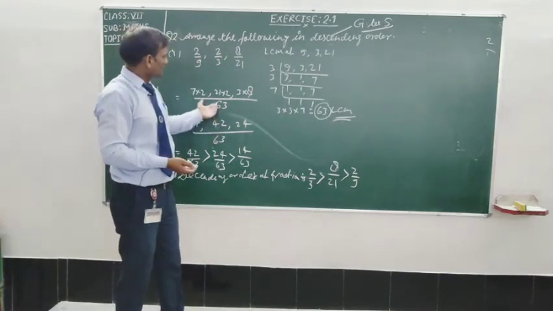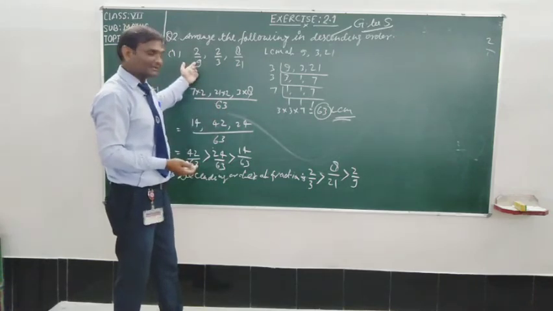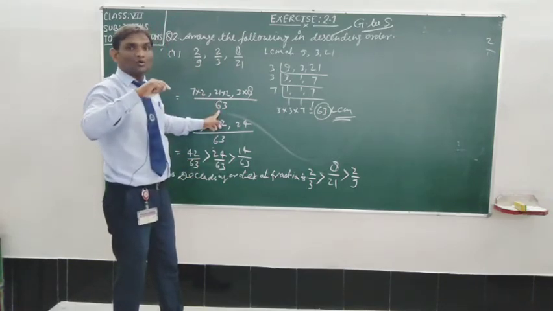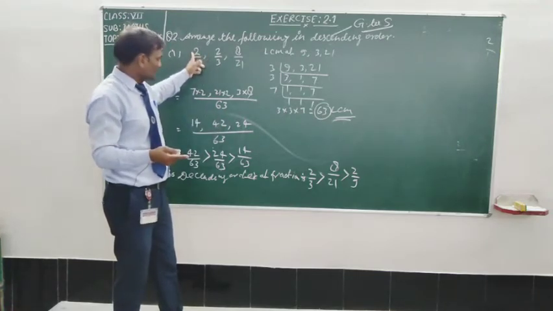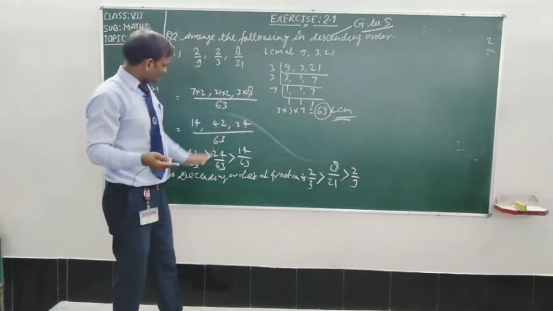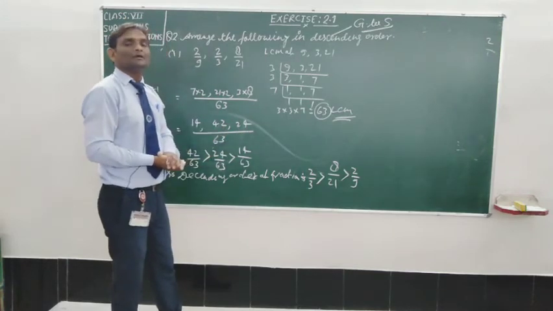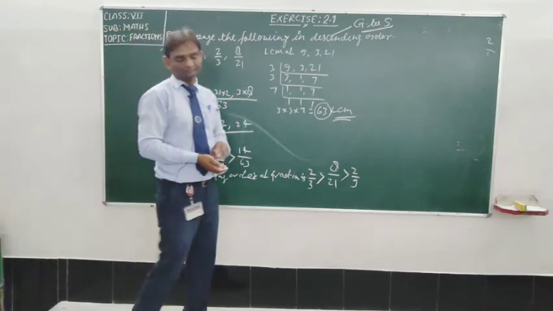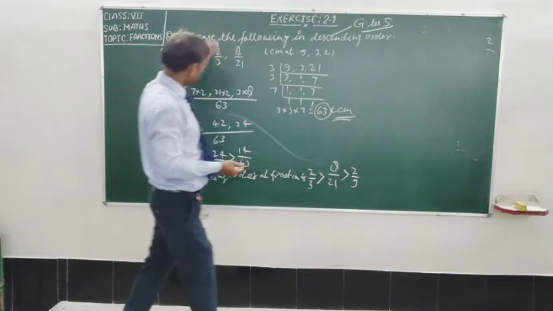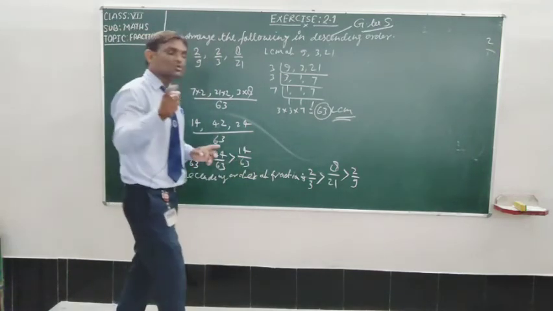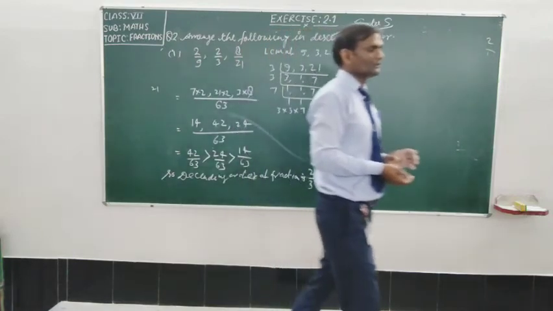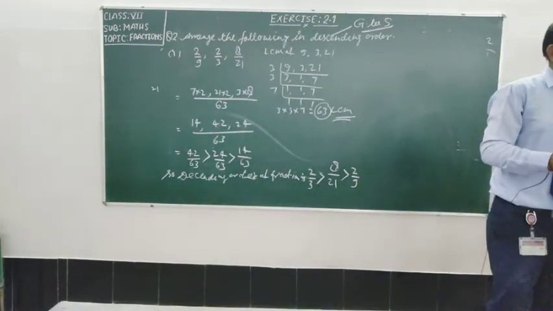and you will divide the LCM by the denominator of the first fraction, and whatever quotient you get, you will multiply it in the numerator like this, and then you can write the descending order of the fractions. So student, I hope you have understood this question, and part second of this question is homework for you. This is your homework, second part.